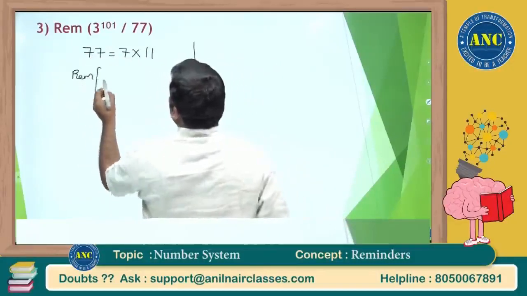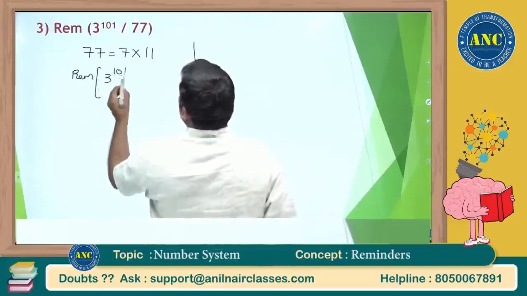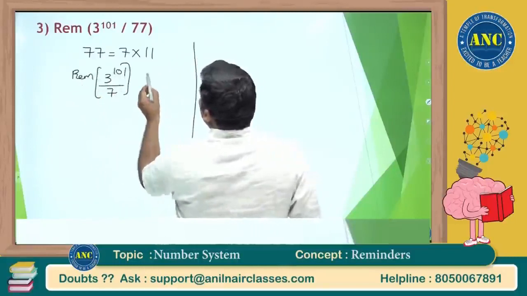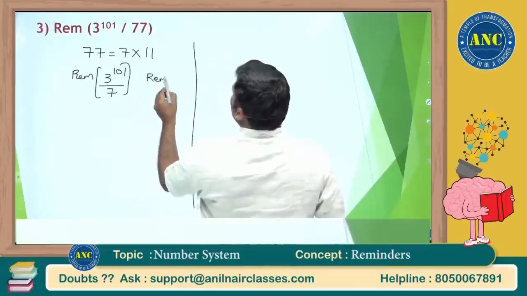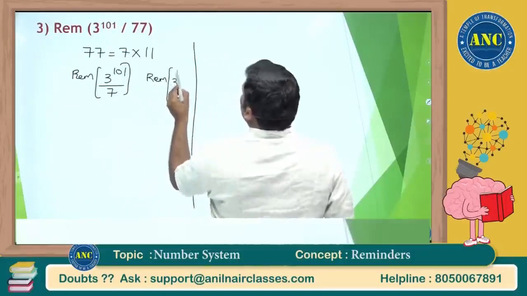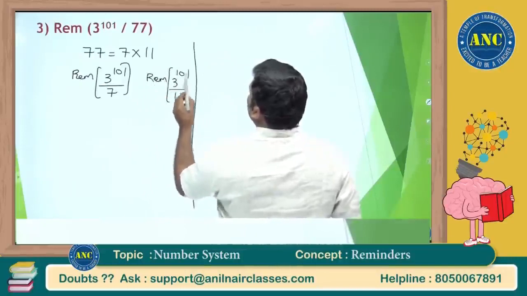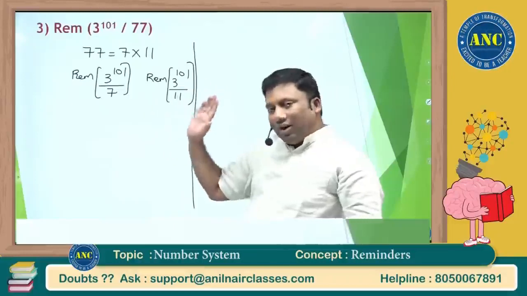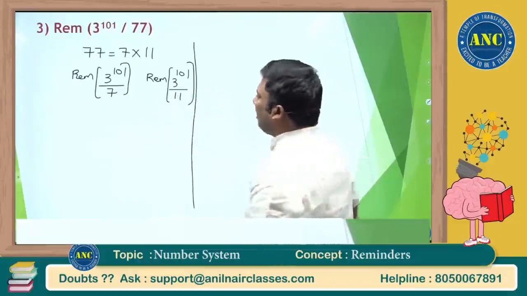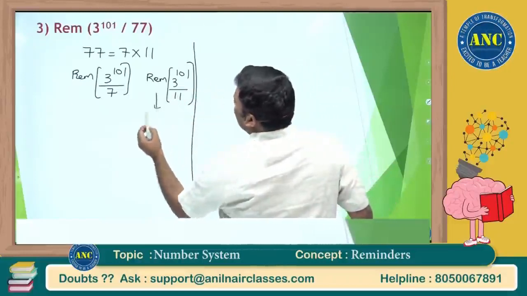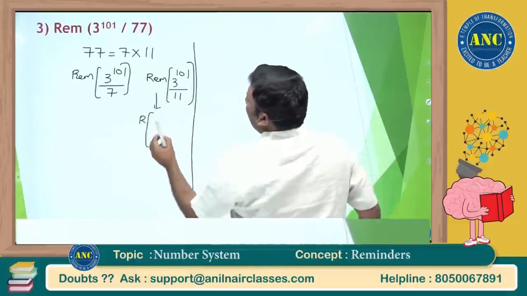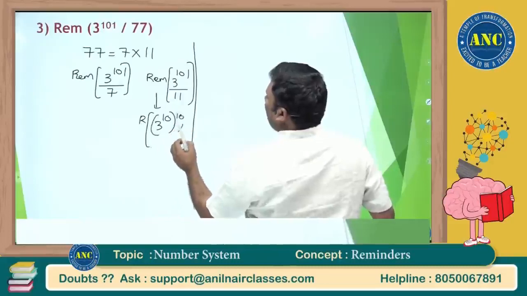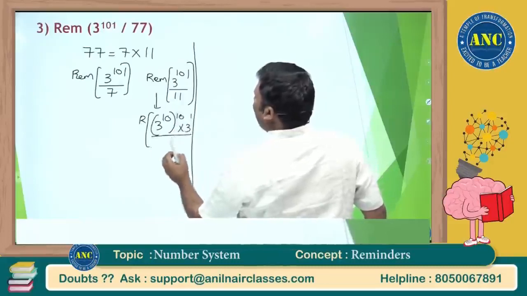First I will divide by 7, 3 power 101 divided by 7. Then I will divide it by 11. I will do both: one divided by 7, another divided by 11. Now if you see here, 11 is a prime number. So a power p minus 1 divided by p, 3 power 10 divided by 11.